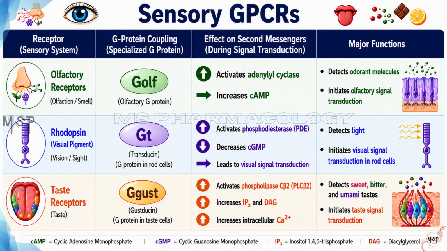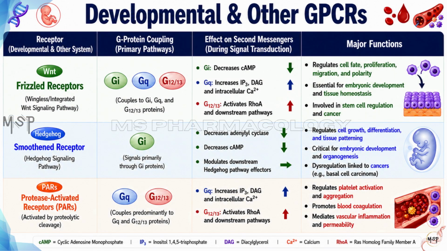Beyond these are the developmental GPCRs, including the frizzled receptors, which participate in the wingless integrated, or WNT, signaling pathway. Frizzled receptors can couple to GI, GQ, and G12-13 proteins. Through these signaling pathways, they regulate cell fate determination, cell proliferation, migration, polarity, embryonic development, tissue homeostasis, and stem cell regulation. Dysregulation of WNT signaling has also been implicated in cancer.